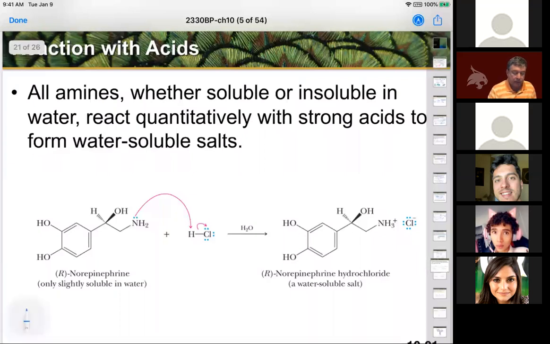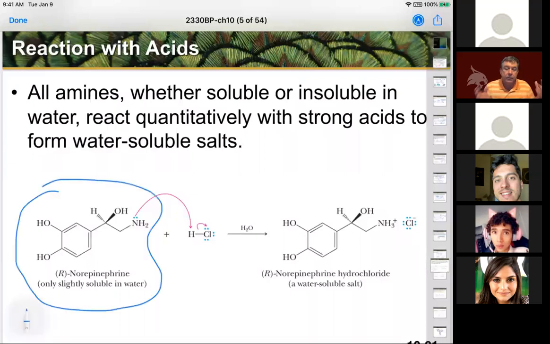So this is norepinephrine right here. This is a commonly used pharmaceutical. It does not dissolve in water. It dissolves in water very poorly. So if you were trying to take this as a pharmaceutical to get it to absorb into your mouth or into the blood, it really is poorly soluble as it's made with just the free nitrogen. However, if you take it and add a little bit of HCl to it, it becomes the ammonium salt right here. And most ammonium salts are very water soluble.